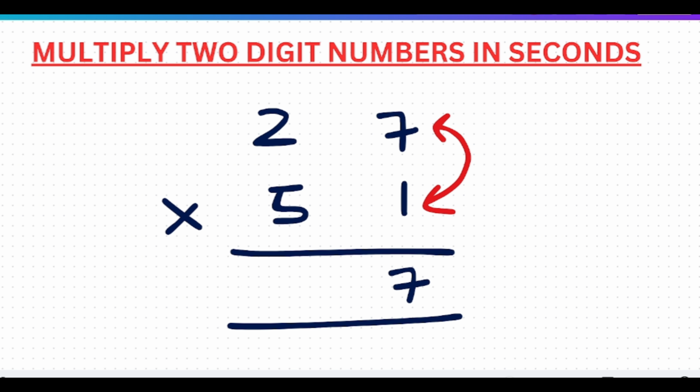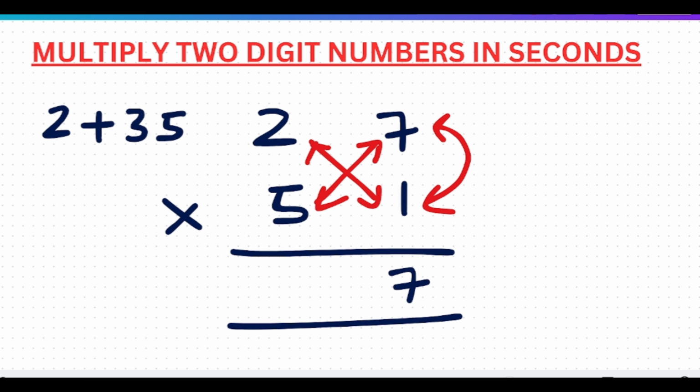And then next, you multiply the numbers diagonally, which means you multiply 5 with 7, and then you multiply 2 with 1. 2 times 1 is 2, and you add 5 times 7, which is 35. So 2 plus 35 is 37, right? Now you write 7 in the answer here, and we are left with 3. That's the number we add to the next one.